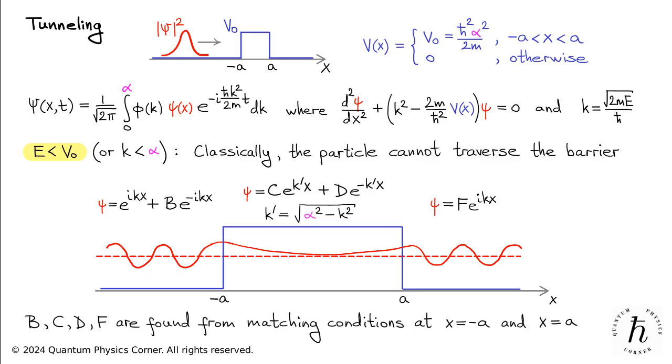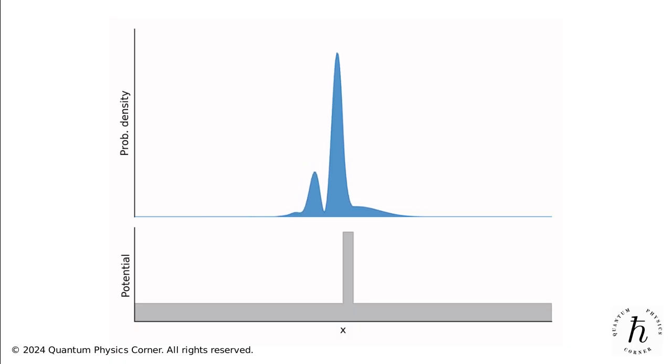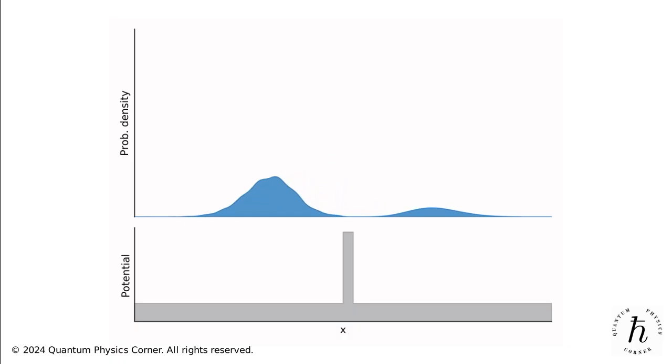Let's observe the tunneling process in action. We choose the function phi of k so that the initial wave packet is approximately Gaussian. Achieving a perfectly Gaussian wave packet is impossible because we use only a finite momentum range to construct the wave function psi. By design, the wave packet's energy is lower than the barrier height. Nevertheless, upon interacting with the barrier, a significant portion of the wave packet passes through it. This is quantum tunneling. The area under the transmitted part of the probability density gives the tunneling probability.